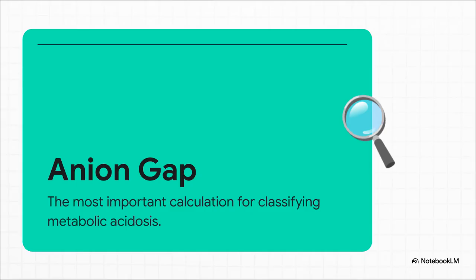So, what is it? Put simply, the anion gap is the tool that lets you split metabolic acidosis into 2 completely different buckets. Just by calculating it, you immediately narrow down your list of suspects and point your investigation in the right direction. It's a game changer.